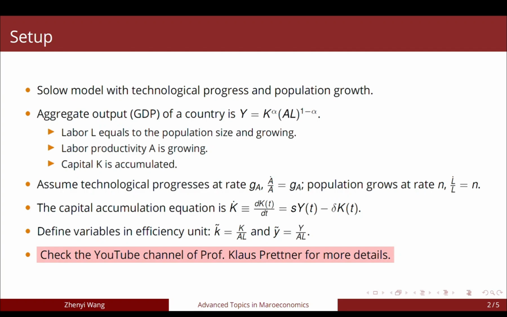The aggregate output of a country follows a Cobb-Douglas form, utilizing two inputs, capital and labor, raised to the power of alpha and 1 minus alpha respectively. The labor equals the population size and is growing. The labor productivity A is labor augmenting and growing, and capital K is accumulated. We assume technological progress at rate g_A and the population grows at rate n.